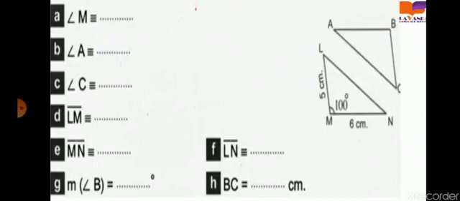In another question, ABC is congruent to MNL. The measure of angle M. This is the difference between the signs congruent to and equal. Equal and congruent. The measure of angle M is congruent to the measure of angle.